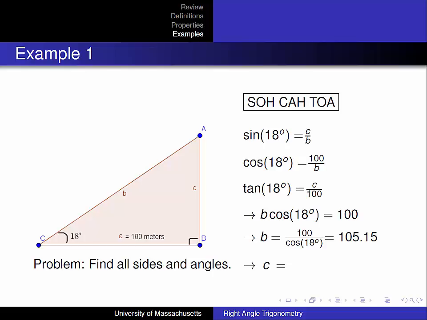Well, looking at the tangent equation, we can multiply both sides by 100, which gives us that C equals 100 times tangent of 18, and that is just 32.49. So we found side C.